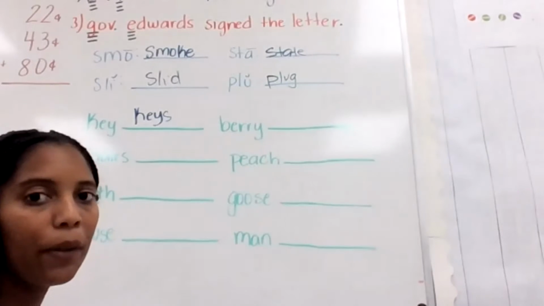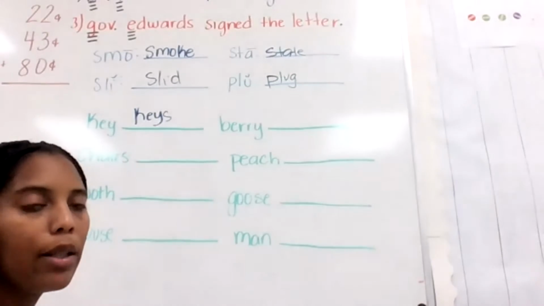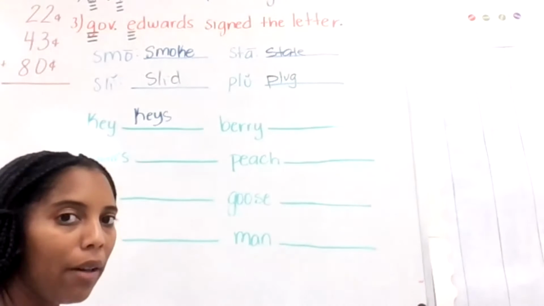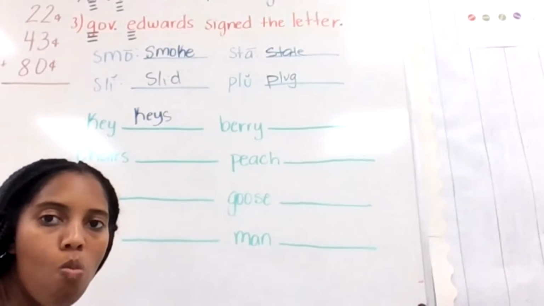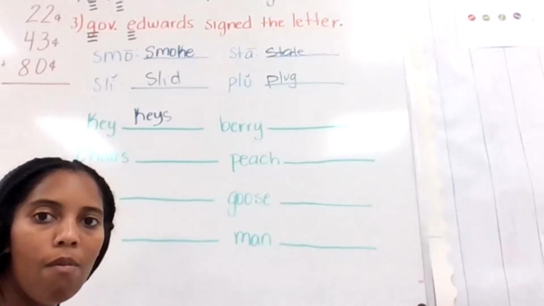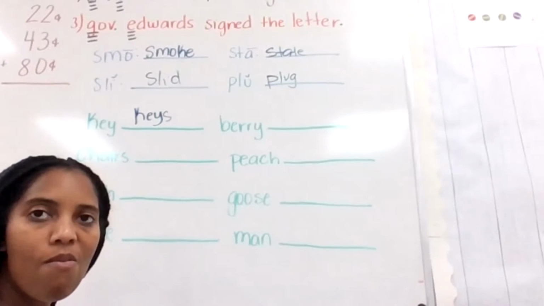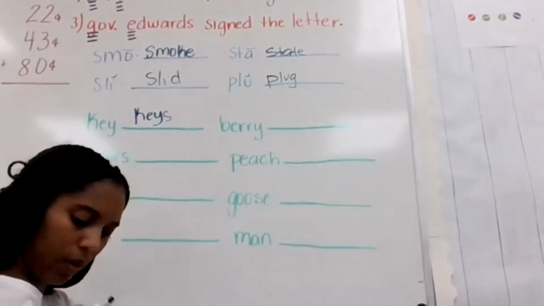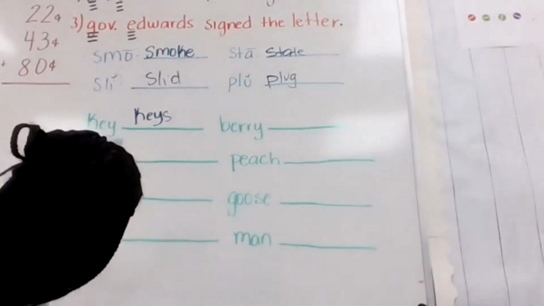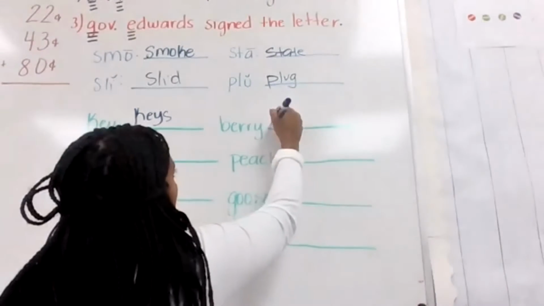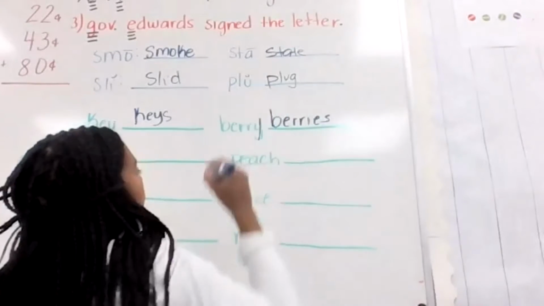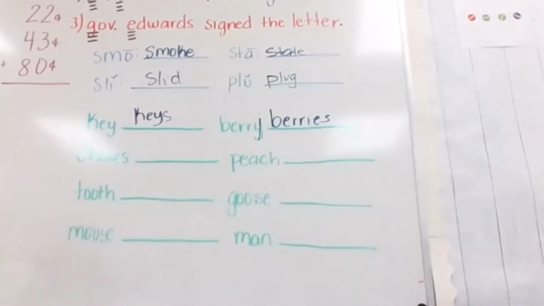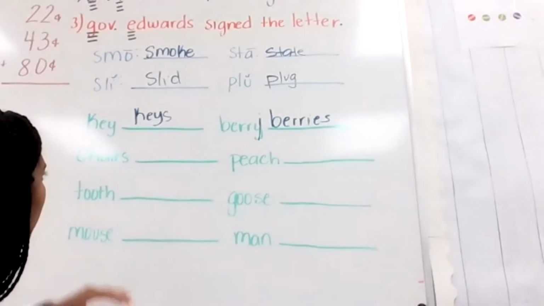Now, berry is different. How would I turn berry singular into a plural noun? Berries. Okay, Carly? B-E-R-R. Change the Y into an I-E-S. Yes, so B-E-R-R-I-E-S. The Y turns into an I. Good.